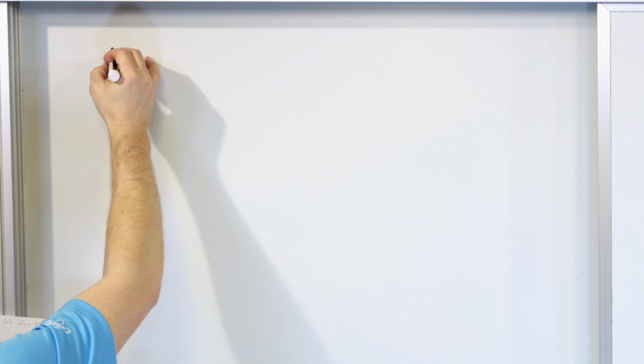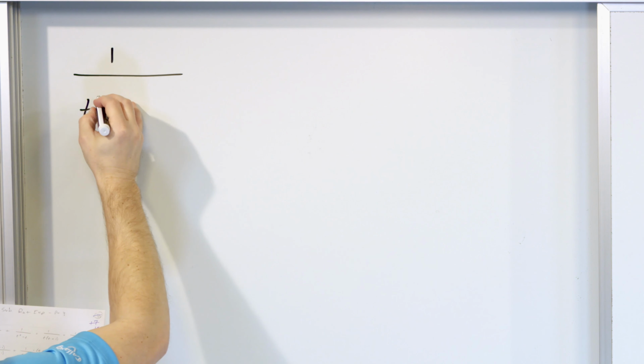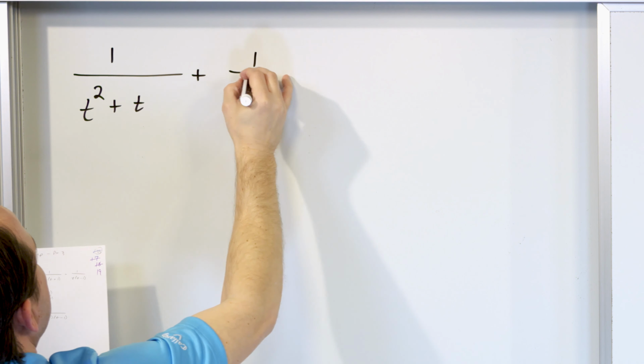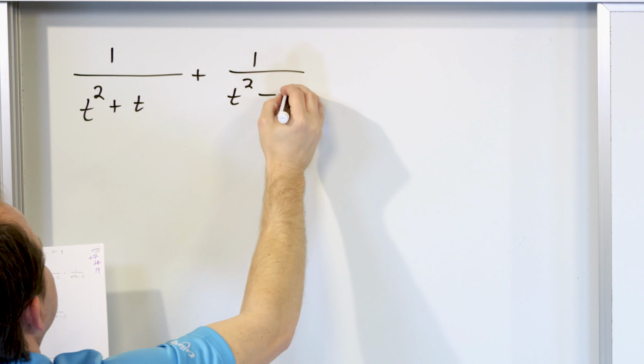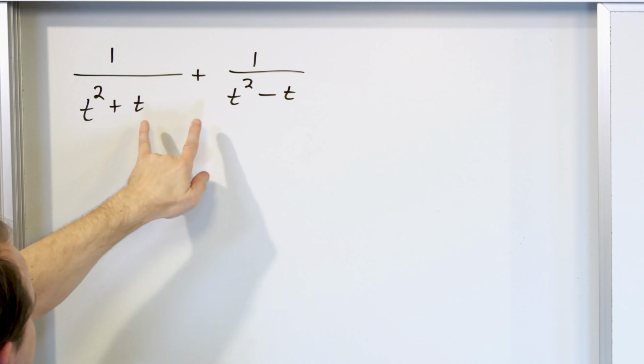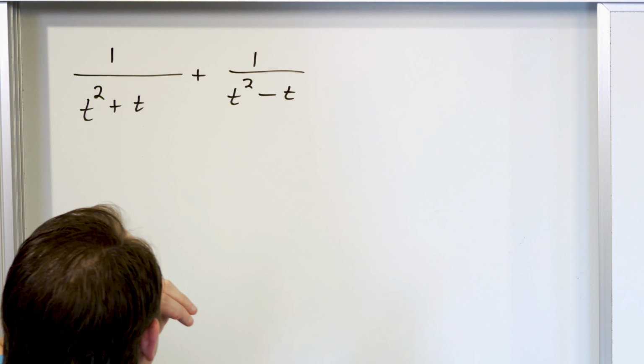What if we had the two rational expressions to add together? 1 over t squared plus t. We're going to add to that the rational expression 1 over t squared minus t. So that looks really difficult, right? Because this is similar to this denominator, but not the same. How do we do it?